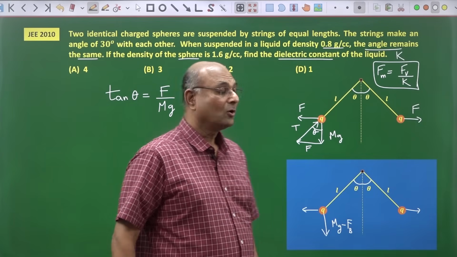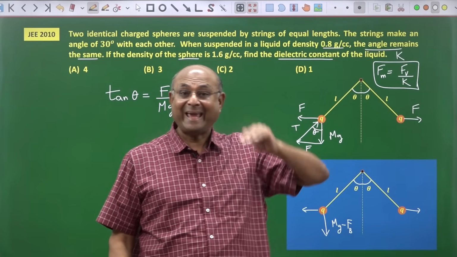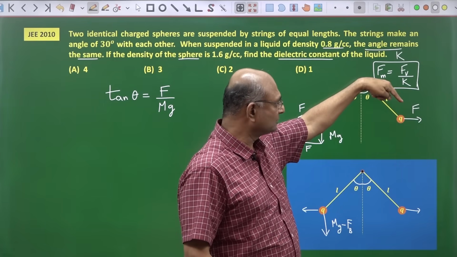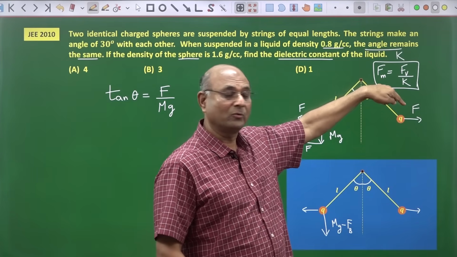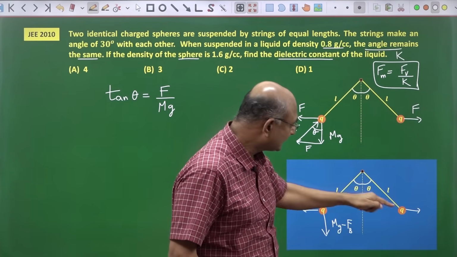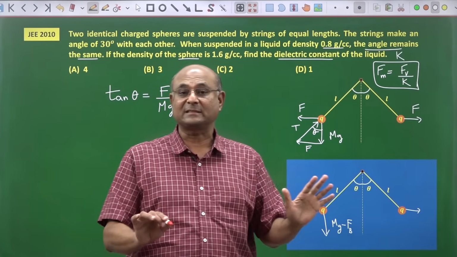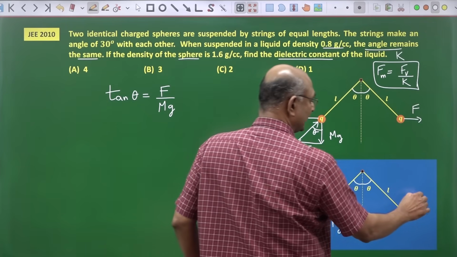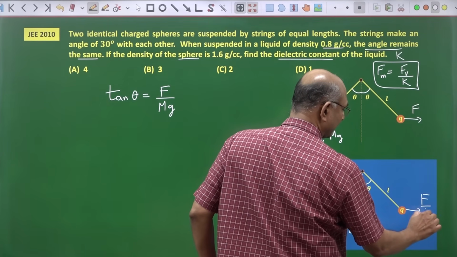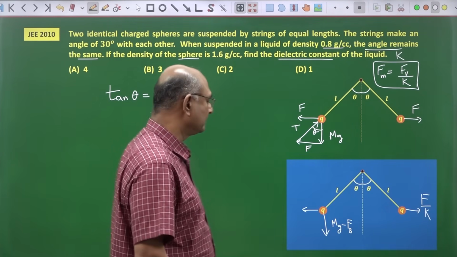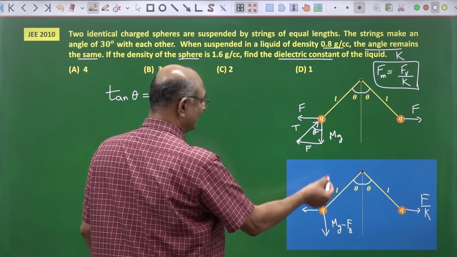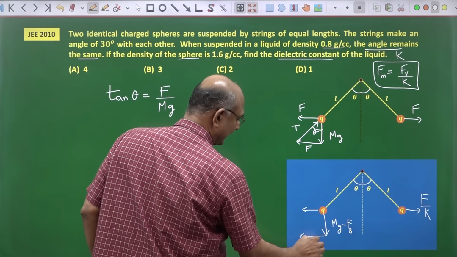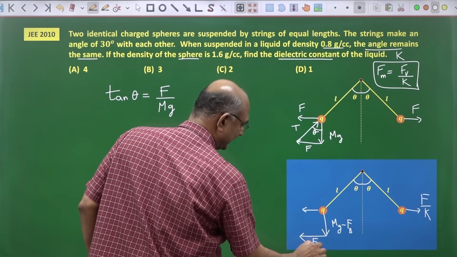You know this, right? 1 by 4 pi K epsilon naught. So instead of whatever you had usually, this was 1 by 4 pi epsilon naught, Q1 Q2 by R square. Exact same formula, same R, same Q, everything else is the same, except you have K epsilon naught. So the force here is F by K. Okay? So K is what we need to calculate. This force is F by K. I will put it here. I'll write F by K.